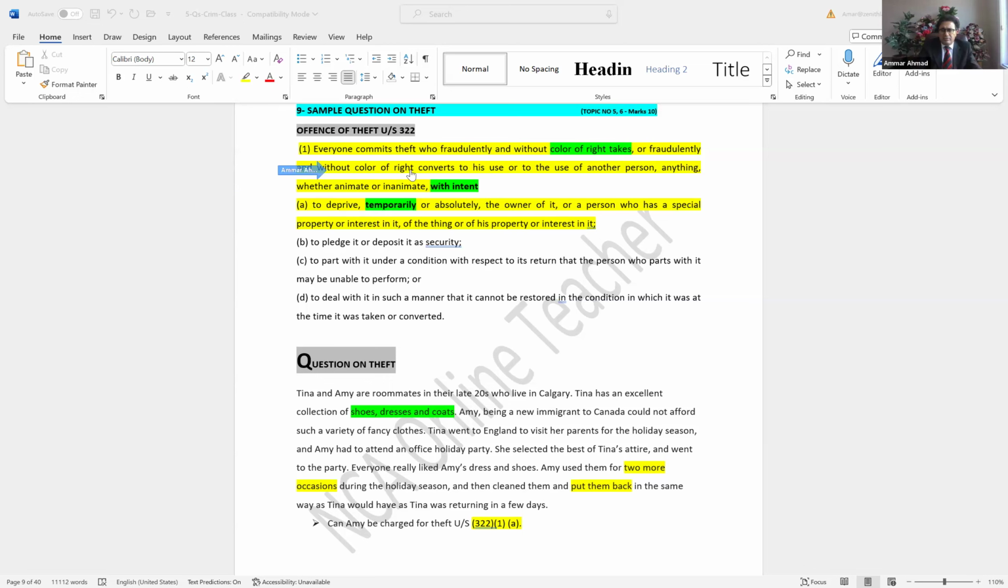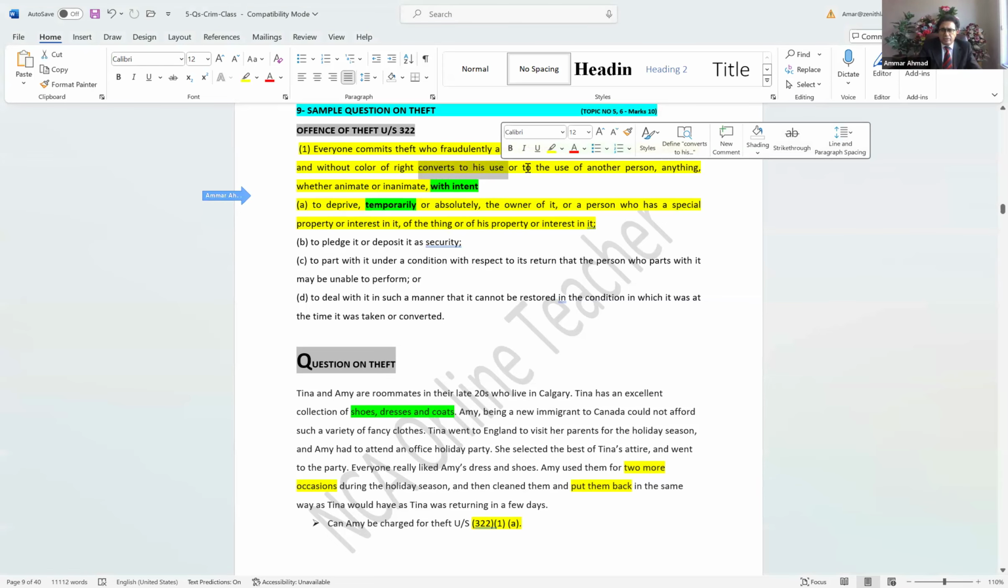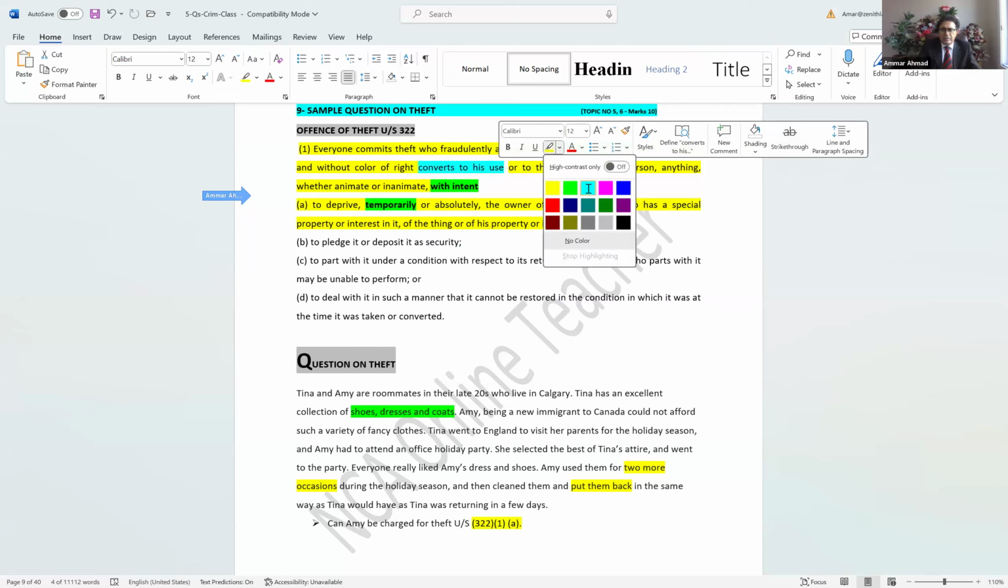Amy commits theft if Amy fraudulently and without color of right. So here the question tells us that Amy does not have a color of right. Amy did not think that this dress or coat or shoes, whatever, belongs to her. She does not have a color of right. So she converts to her use. See here the actus reus. When we apply that on the fact pattern question, we can see that she has converted to her use.